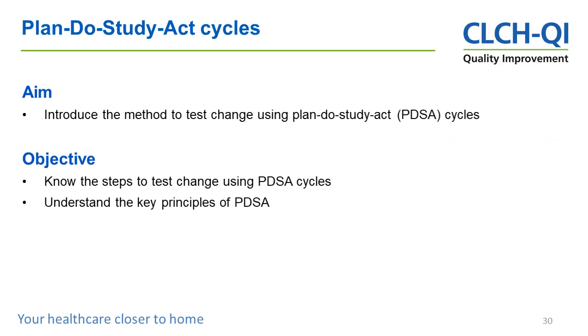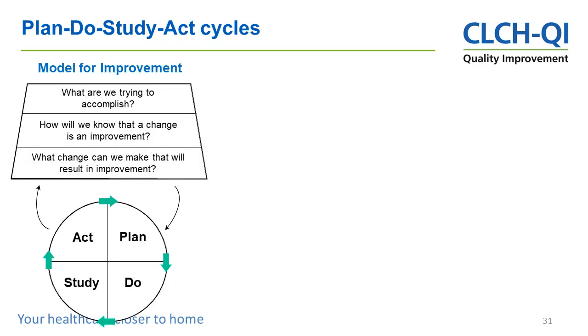And so I'd like to introduce you to PDSA cycles, which, as I said, are the method to test change. What I'd like for you to take away from this is to know the individual steps of a plan, do, study, act cycle and the key tasks within that, and to know the key principles behind PDSA as well. So, as a recap, this is the model for improvement on the left-hand side. It asks 3 key questions, which should be addressed before you then embark on testing changes through PDSA.